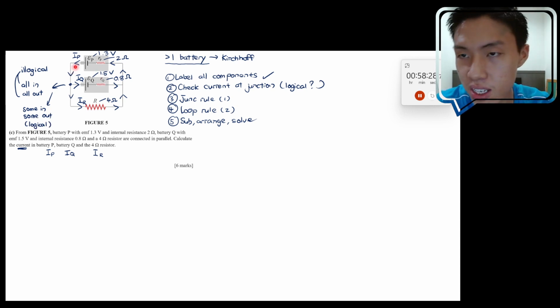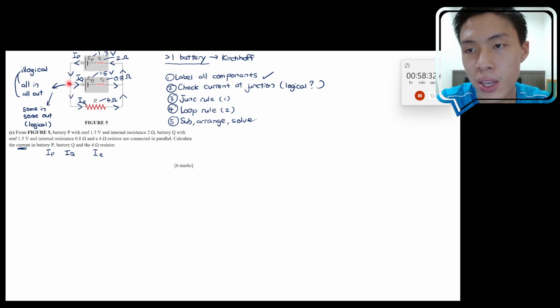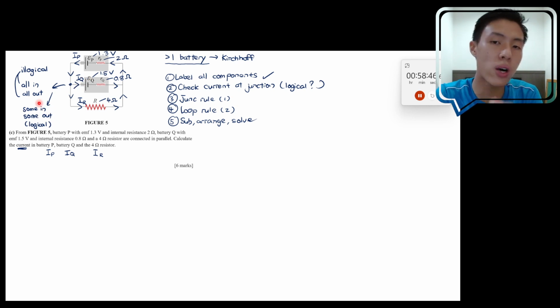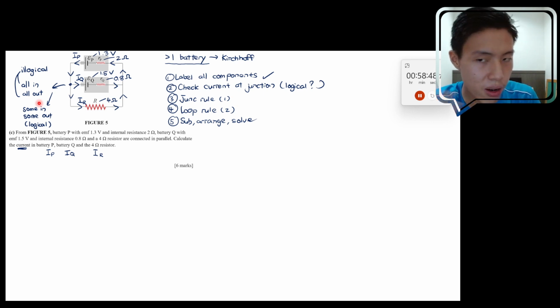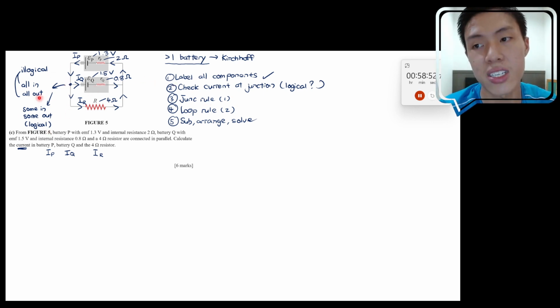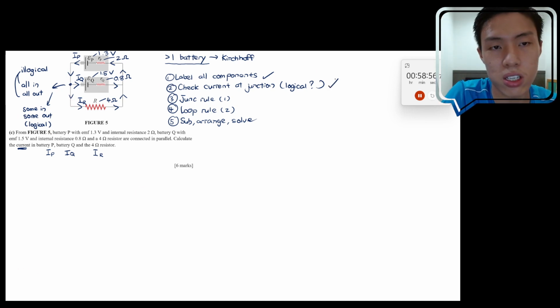In this case, you can see that IP is flowing into the junction, entering the junction, but IQ and IR are both flowing out of the junction. So in that case, it's logical because you have one current flowing in, you have two currents flowing out. If it's illogical, it will be 3 currents flowing in, no current flowing out, or 3 currents flowing out, no current flowing in. Then that will be illogical. But this case is logical. So we can say that we're done with step 2 because it's logical.